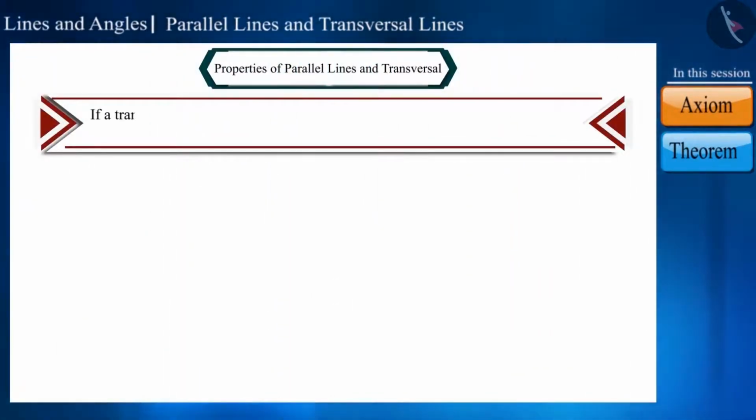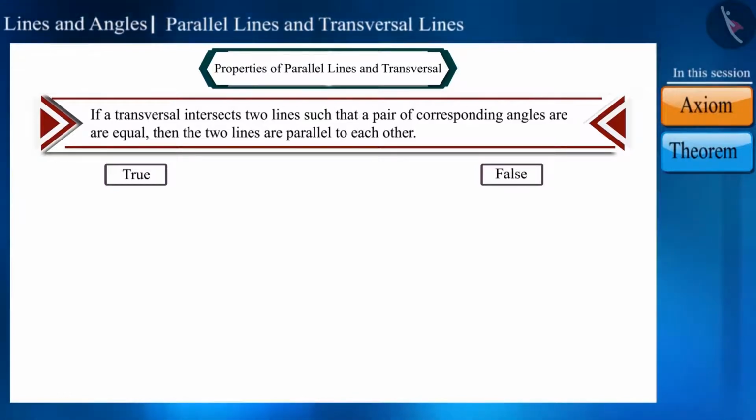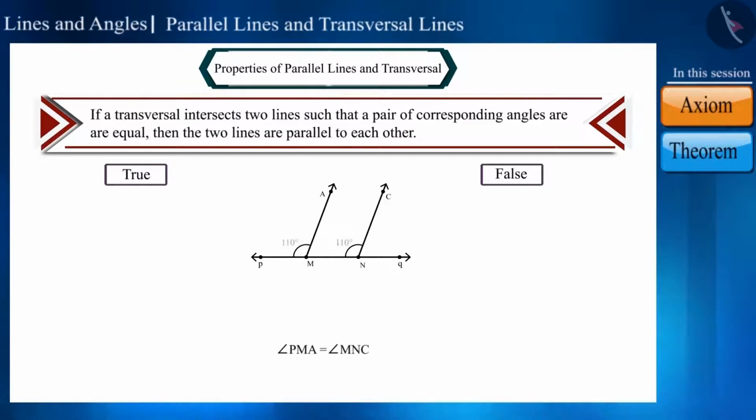If a transversal intersects two lines such that a pair of corresponding angles are equal, then two lines are parallel to each other. Friends, is this statement true? Let us check this statement. Draw a line PQ and mark 2 points M and N on it. Construct angle PMA and angle MNC on these points in such a way that they are equal to each other.